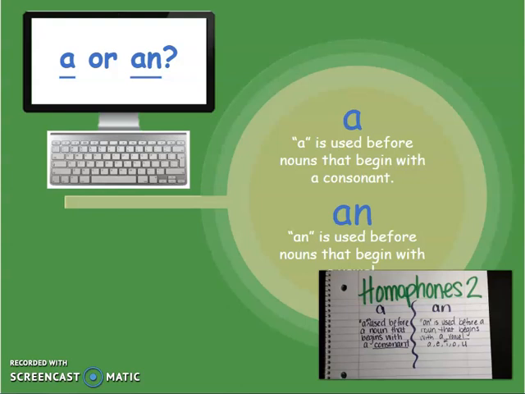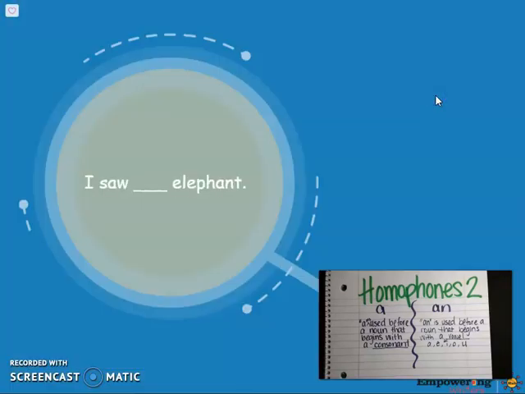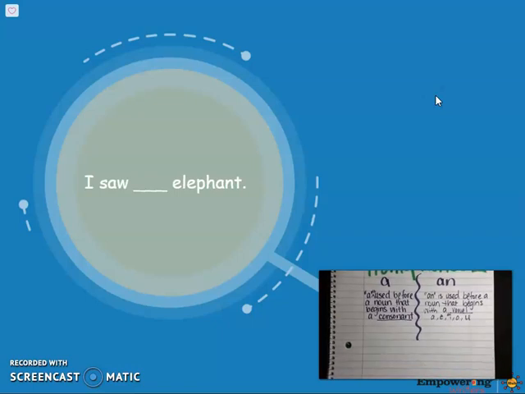Okay, let's go ahead and do some practice sentences so we can get a better feel of what we're going to do. In the bottom left corner, you can see that the vowels are A, E, I, O, U, and sometimes Y, and the consonants are all the other letters in the alphabet. Okay, let's go ahead and write our examples.